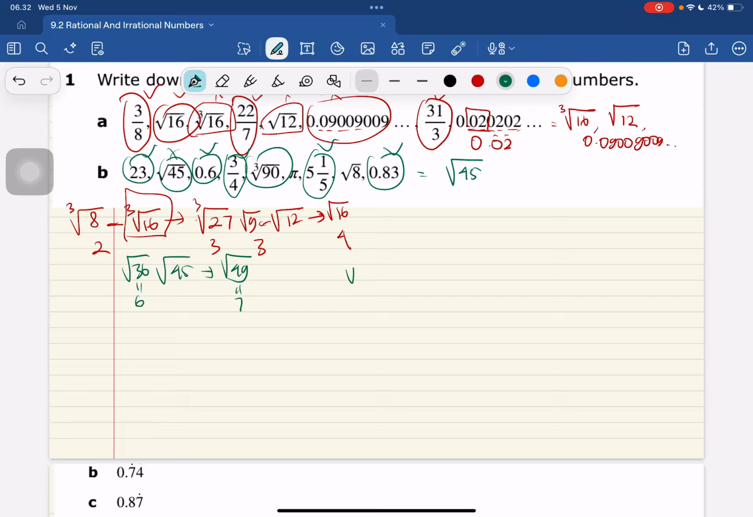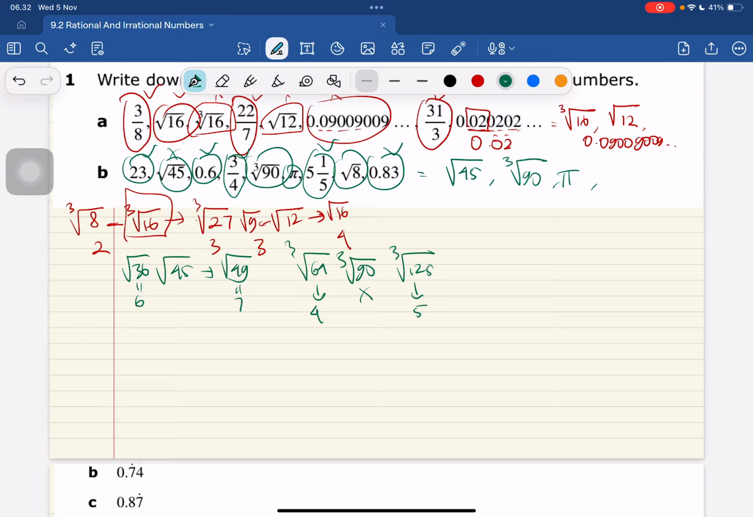Next, cube root of 90. So this cube root of 90 is between cube root of 125, which is 5, and cube root of 64, which is 4. So this is in between, not irrational. So we can write it: cube root of 90, and pi is not rational, it's not repeating.